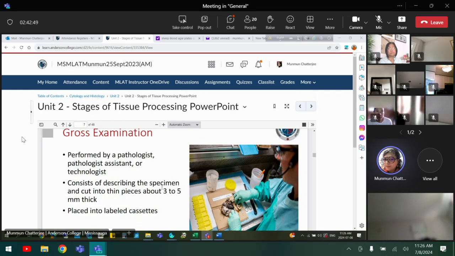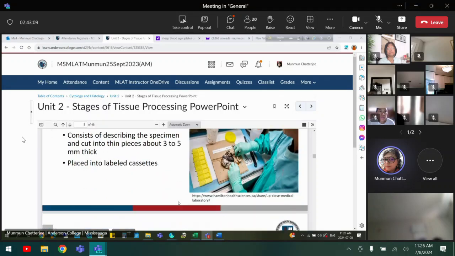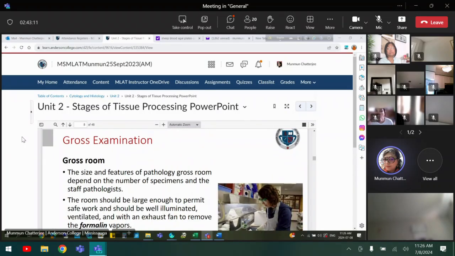Then you are going to slice it. If it is a big size, you have to cut the tissue to 3 to 5 millimeter thickness, then place the pieces into labeled cassettes. So these are called the cassettes. You place them in the cassettes 3 to 5 millimeter thick, with the accession number and your information.